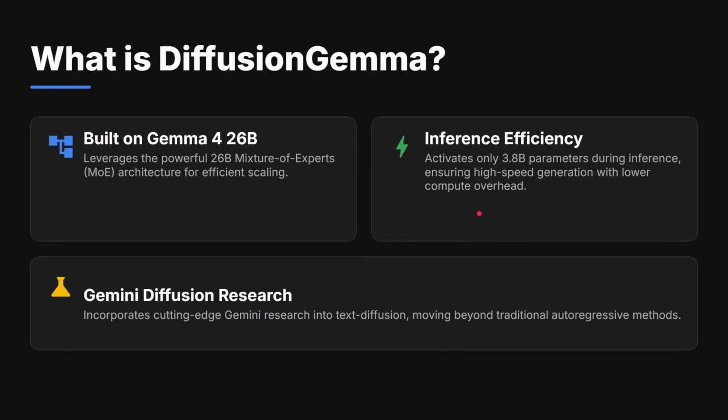So what is DiffusionGemma? Well, it's built on Gemma 4 26 billion. That's the 26 billion mixture of experts version of the different Gemma 4 variants of the model. And that version, because it's a mixture of experts, has basically 3.8 billion parameters active at any one time because of the different experts. So they take that model and then they add in this diffusion research to give us this text diffusion model.